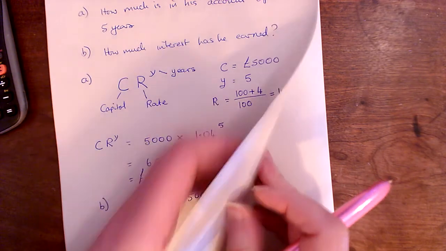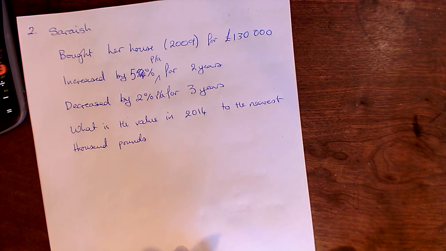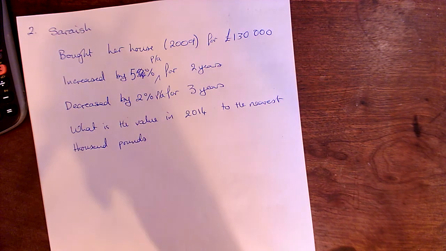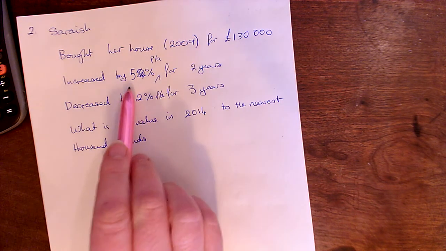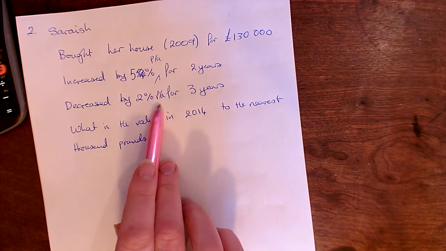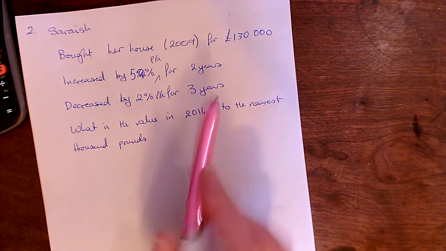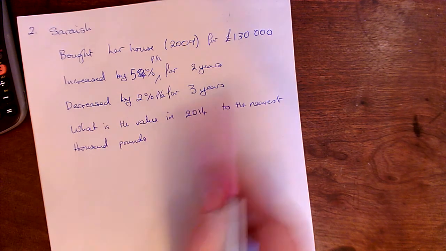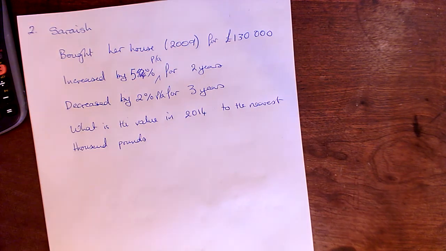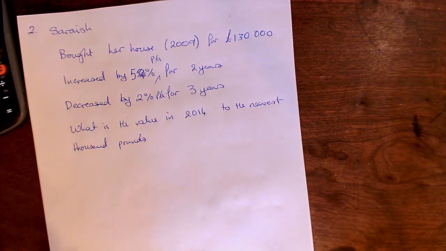Right. Next question. So your next question is about Sarish. She bought her house in 2009 for £130,000. It increased by 5% per annum for 2 years, and then it decreased by 2% per annum for 3 years. So you're going to have to work those out in 2 separate stages. What is the value in 2014 to the nearest £1,000? So we're going to do that in steps.